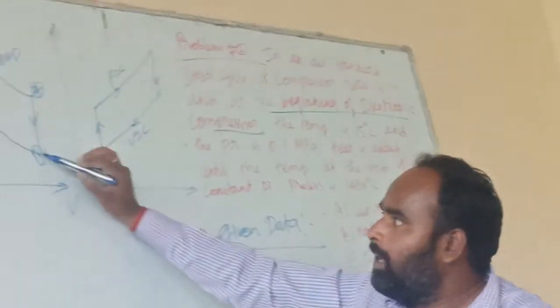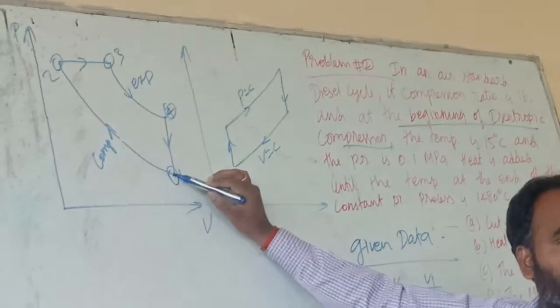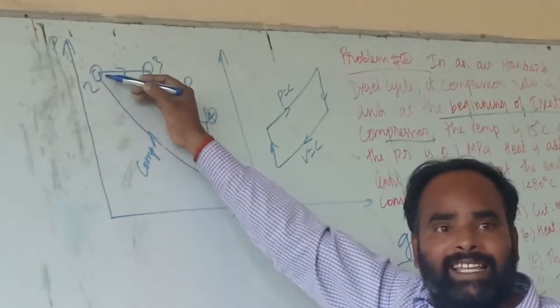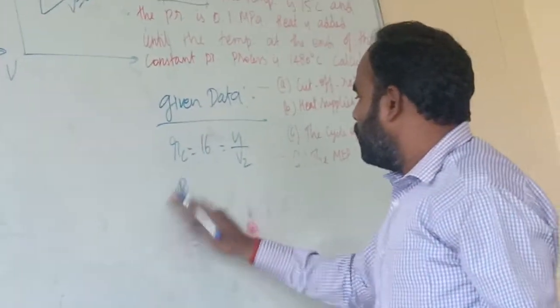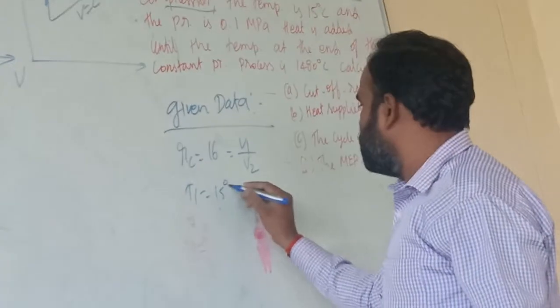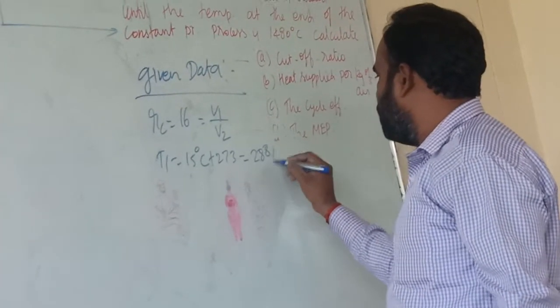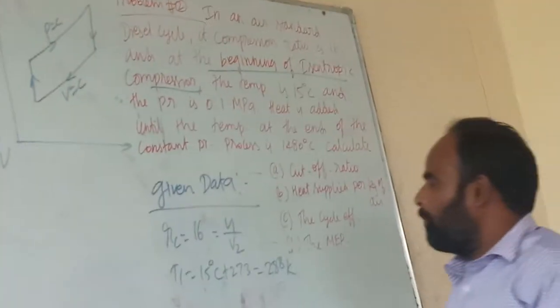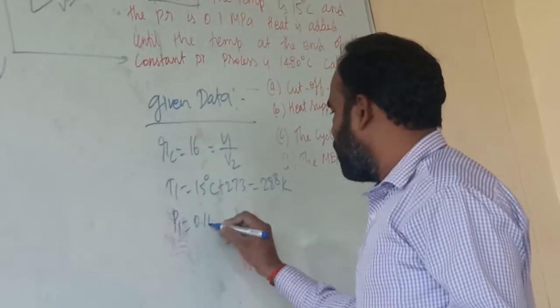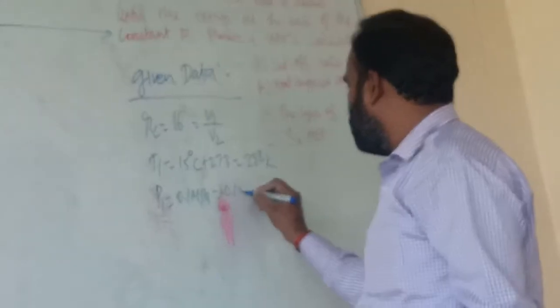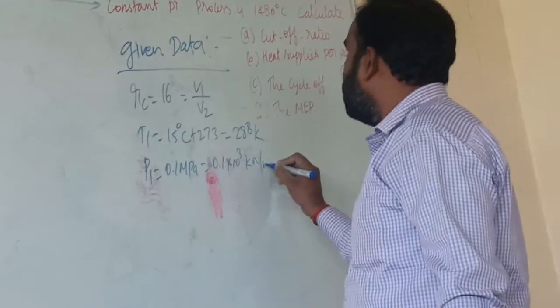Now in the problem they have given very clearly that the beginning of the isentropic compression is called state 1 and the end of the compression is state 2. So now we can take T1 equal to 15 degrees Celsius plus 273, which is equal to 288 Kelvin. And the pressure is 0.1 megapascal. P1 equals 0.1 megapascal, which is 0.1 into 10 power 3 kilonewton per meter square.